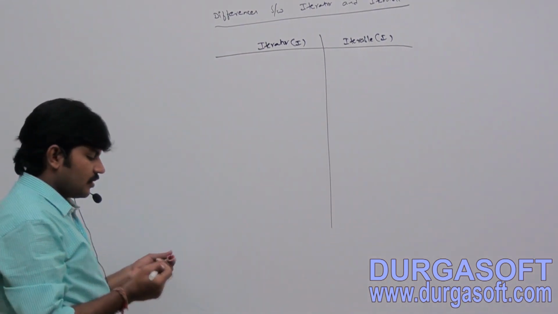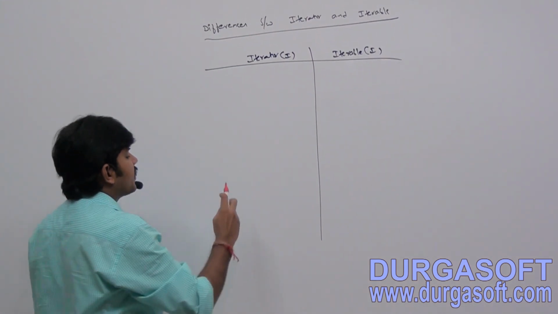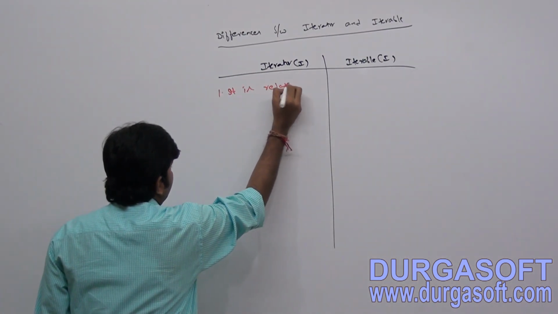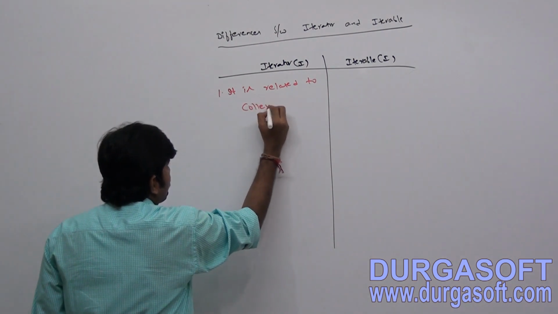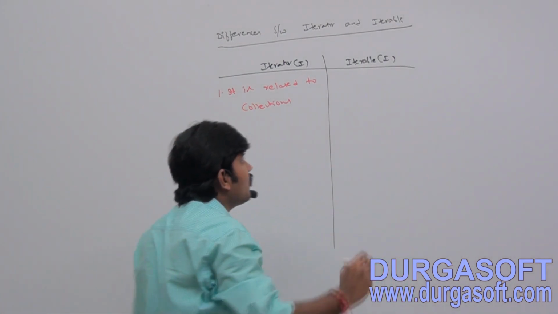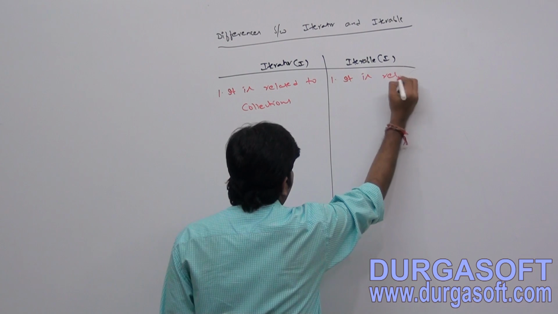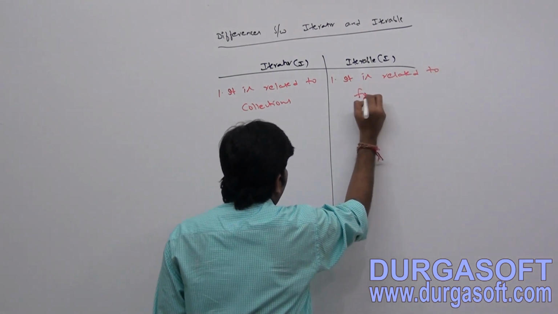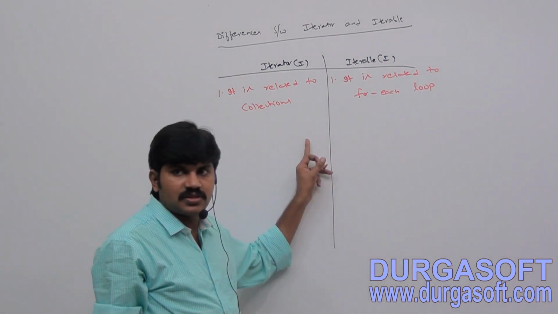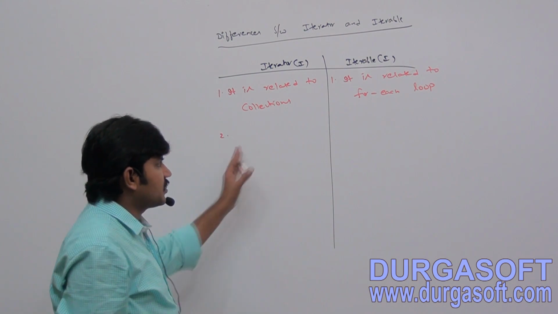Okay, just observe. Now, do you know this concept related to iterator? It is related to collections, correct or not? The iterator concept is related to collections, but just now we covered iterable. What is it related to? It is related to the for each loop. So iterator is related to collections, and iterable is related to the for each loop.